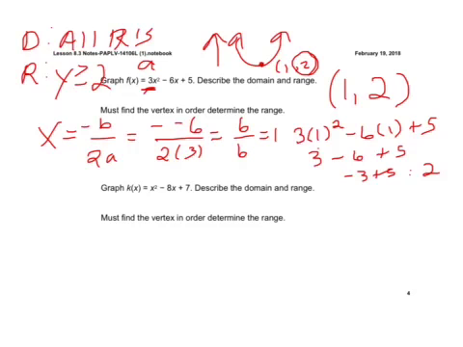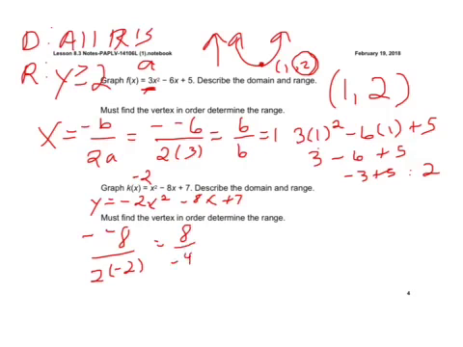Let's change this, and we're going to make this negative 2 in front of that x squared. So I want it to be negative 2x squared minus 8x plus 7 for this graph. All right? So, in this case, we take the opposite of my negative 8, divide by 2 times negative 2. So the opposite of negative 8 is 8, divided by negative 4 equals negative 2. So my x value I know is negative 2.